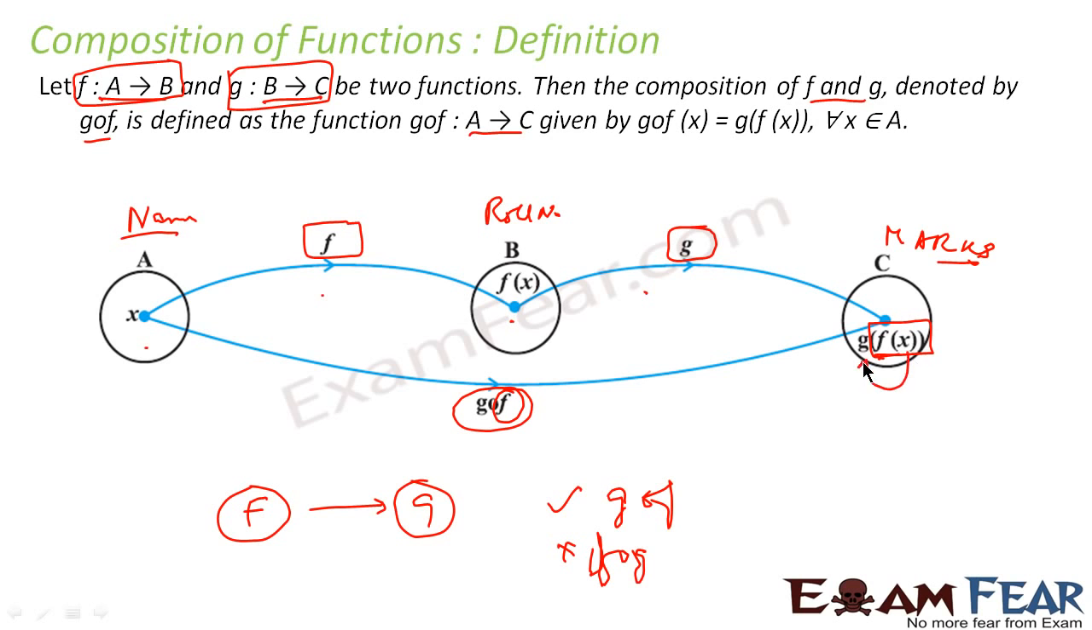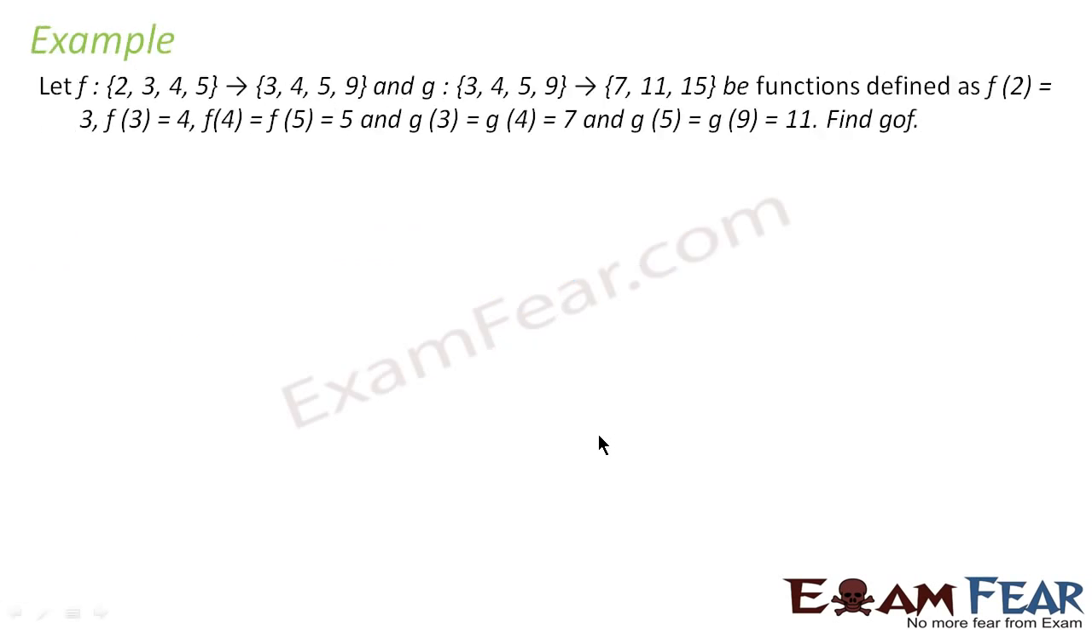This becomes input to this function, that becomes g of f(x). So g of f is a general term used in such cases. We'll take some example. We have this function f that is from {2, 3, 4, 5} to {3, 4, 5} and g from this to this, and this is the definition. We have to find g of f.